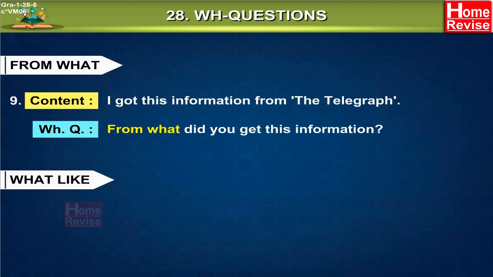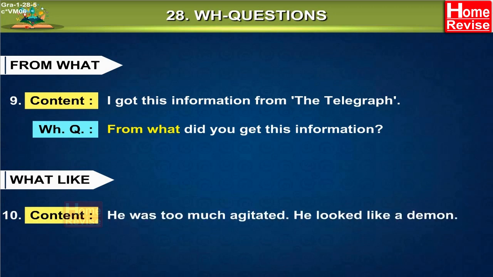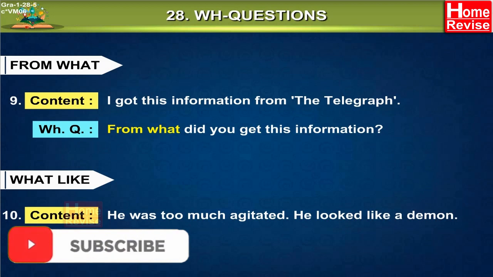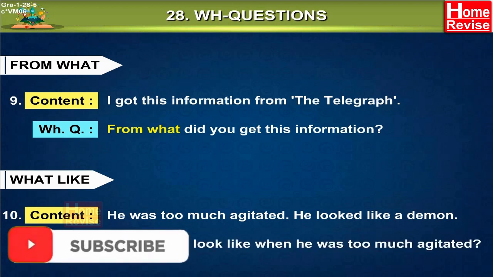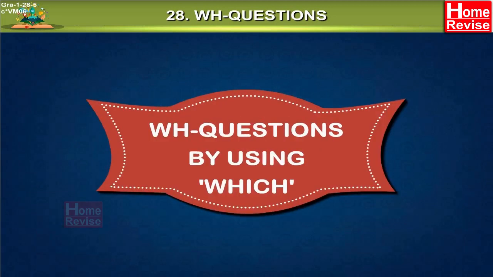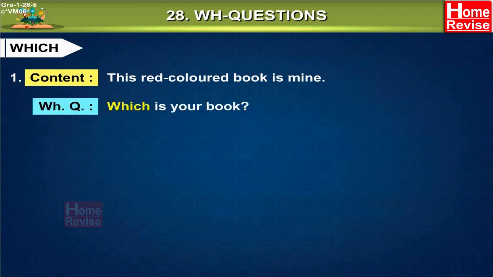What like? 10. Content: He was too much agitated. He looked like a demon. WH question: What did he look like when he was too much agitated? WH questions by using which. Which? 1. Content: This red-colored book is mine. WH question: Which is your book? Or, which book is yours?